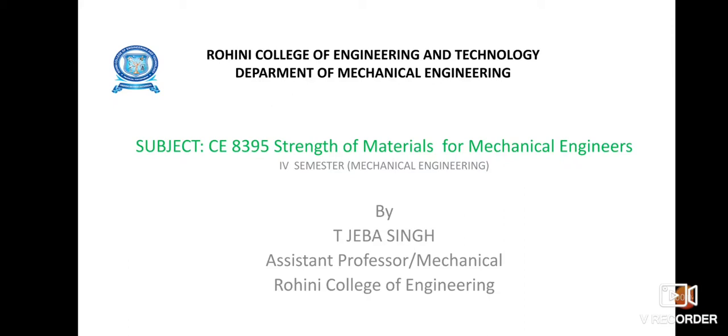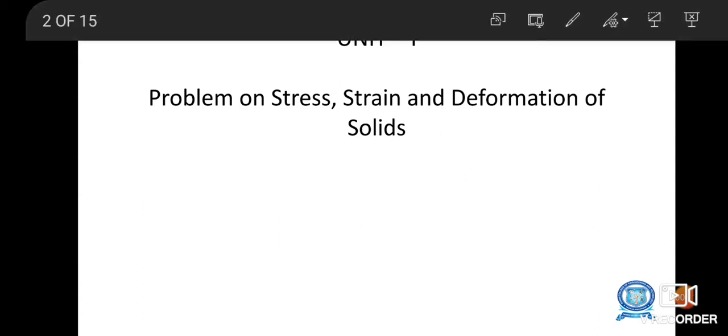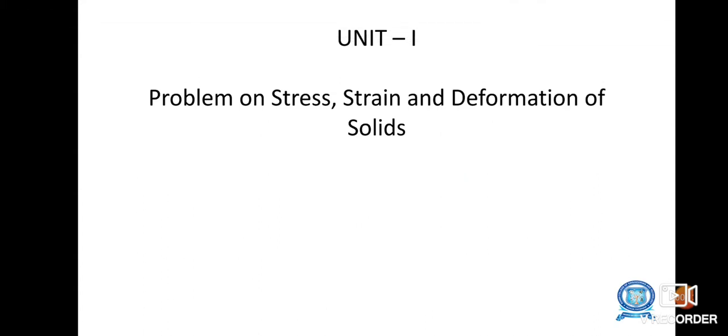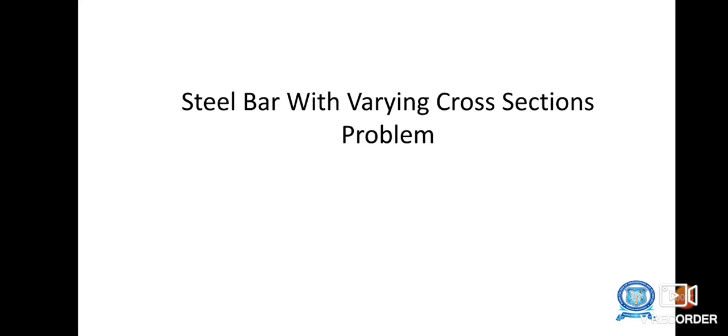Now we have studied the subject CE 8395 Strength of Materials for Mechanical Engineers. Unit 1: Problems on stress, strain, and deformation of solids. So we have solved problems on steel bars with varying cross sections. Today we have discussed the topic based on steel bar with varying cross section problems.